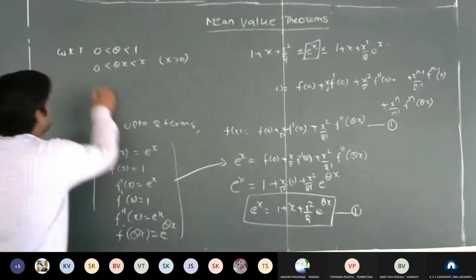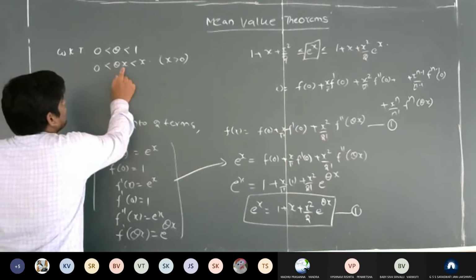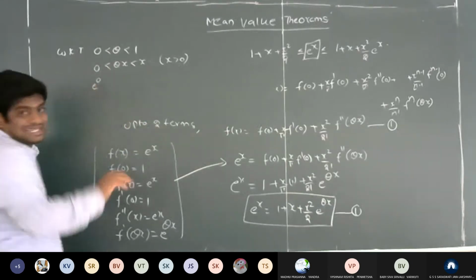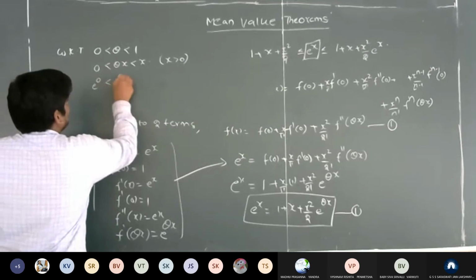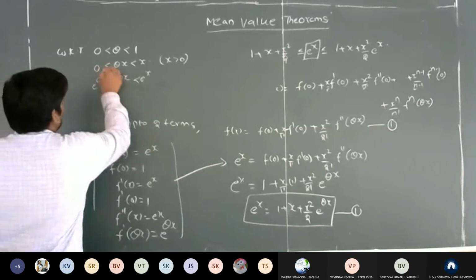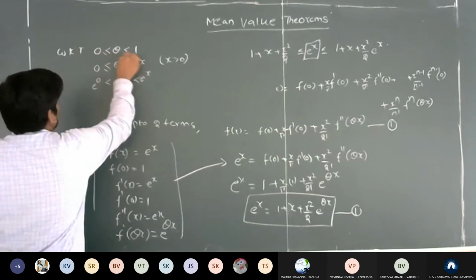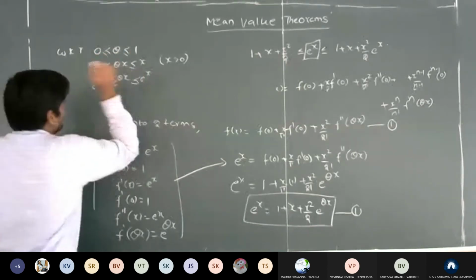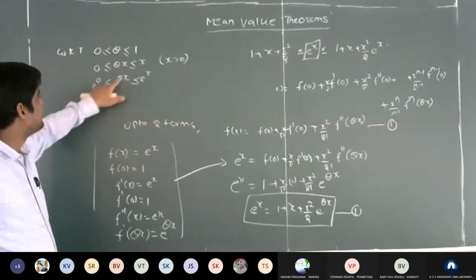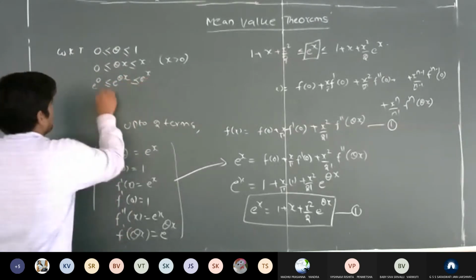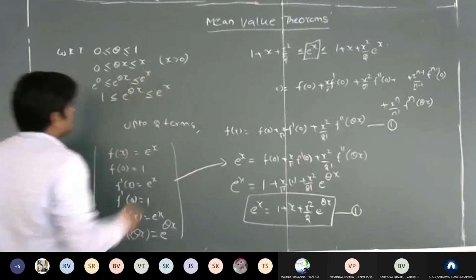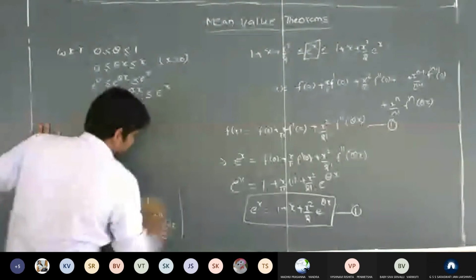So 0 less than or equal to theta x less than or equal to x. Now I am taking the exponential, e power 0 less than or equal to e power theta x less than or equal to e power x. So it becomes 1 less than or equal to e power theta x less than or equal to e power x. Is it clear up to this?